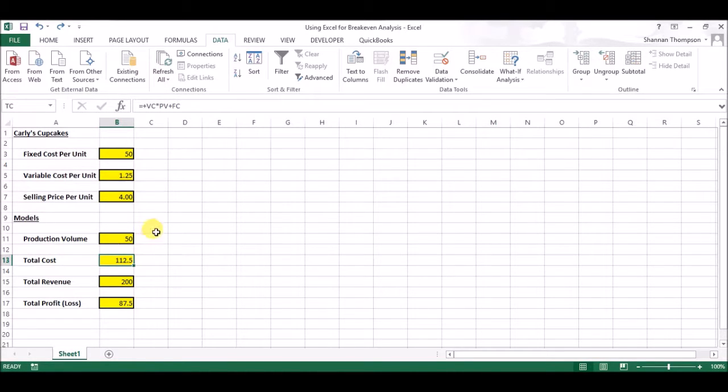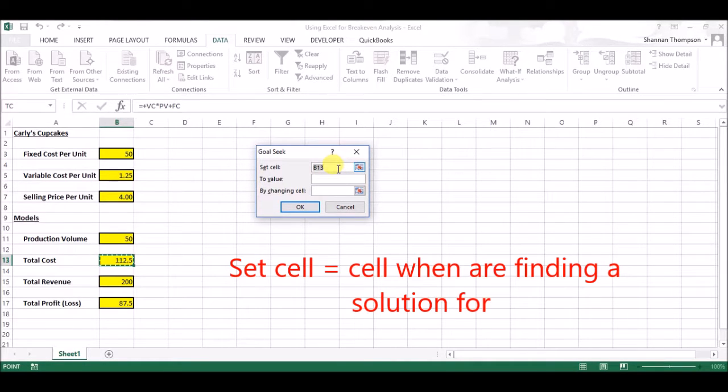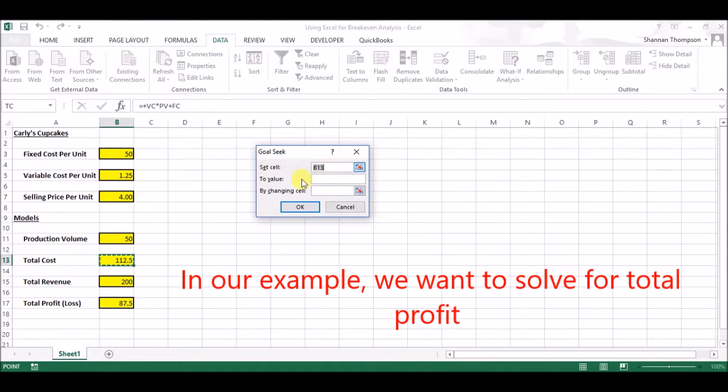In order to get to the goal seeking tool, you're going to click on Data, then go to What-If Analysis, and click on Goal Seek. Now you have three inputs that you need to put in. The first one is the set cell, which is basically the cell you're trying to set to a value. In our instance, we're trying to set our total profit to a value of 0.